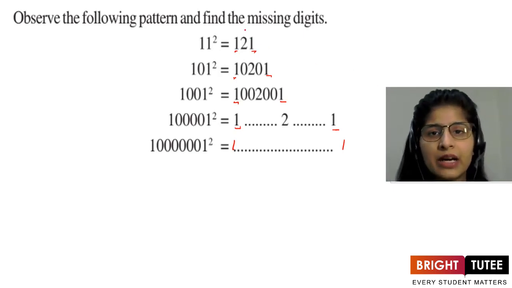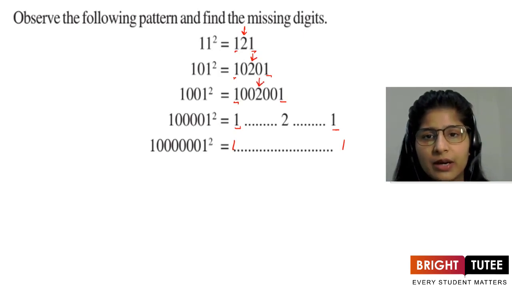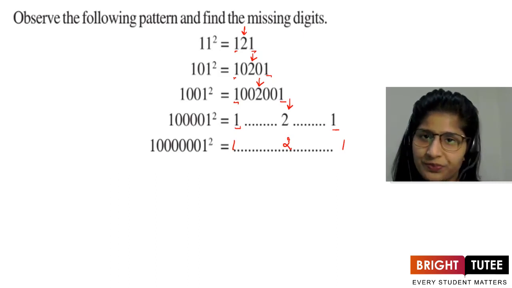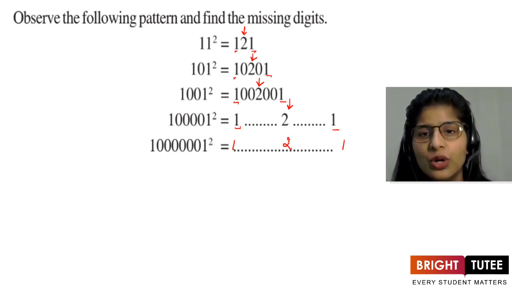Now the middle term is 2 here. Here also the middle term is 2. Here also the middle term is 2. Here also the middle term is 2. So here also the middle term will be 2. That is clear. The middle term is 2. What about the number of zeros that are added here?